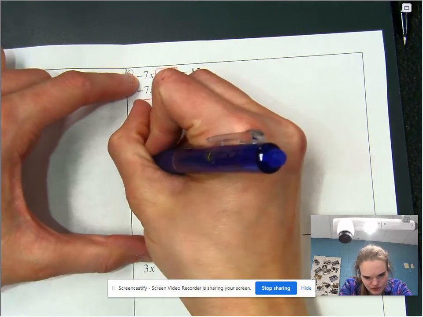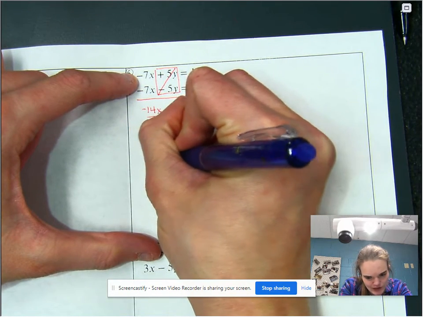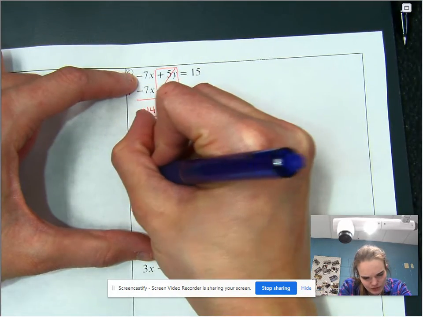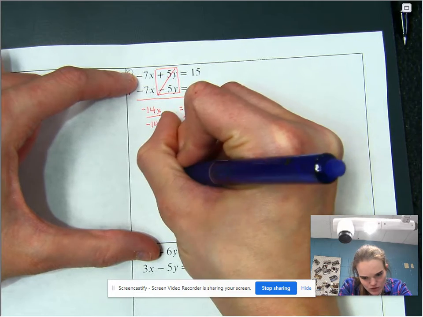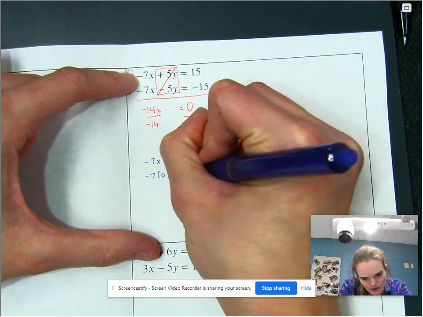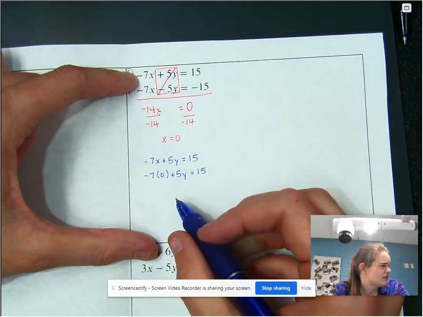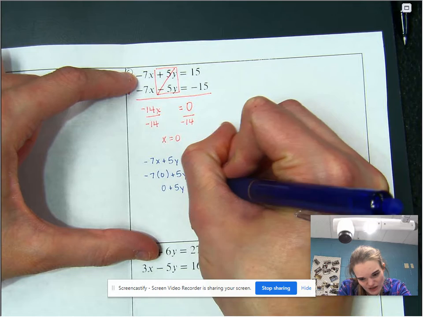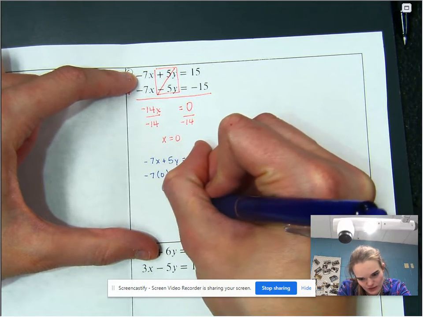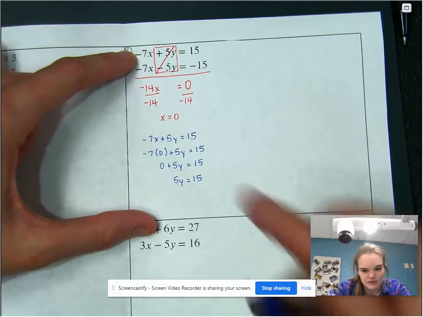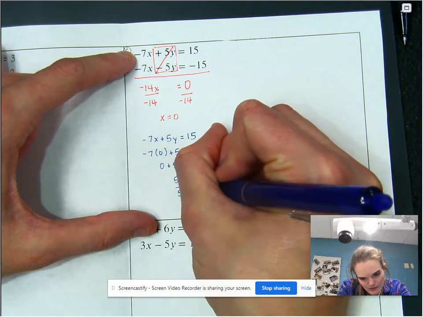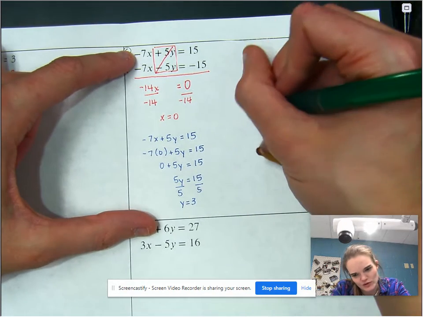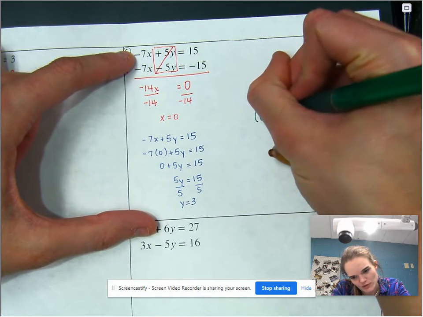Then we're going to plug it in. So let's use negative 7x plus 5y equals 15. Remember, it doesn't matter which one you use. Plug in 0, so it's negative 7 times 0 plus 5y equals 15. Negative 7 times 0 is 0, which I really didn't even have to write the 0. It's just 5y equals 15. And divide by 5. y equals 3. So my coordinate is 0, 3.